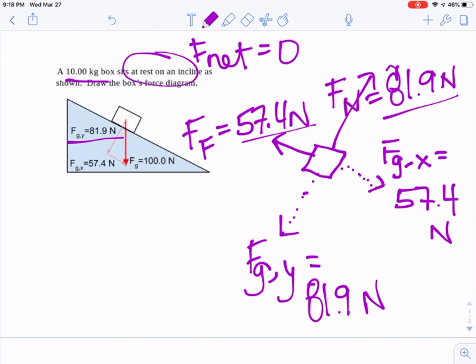The only reason that the force of friction has to be 57.4 when this is 57.4 is because we know it's at rest. Okay? And it is not moving yet. If it was moving, if it was speeding up, then the force of friction would be different. But that's how we know they balance out.